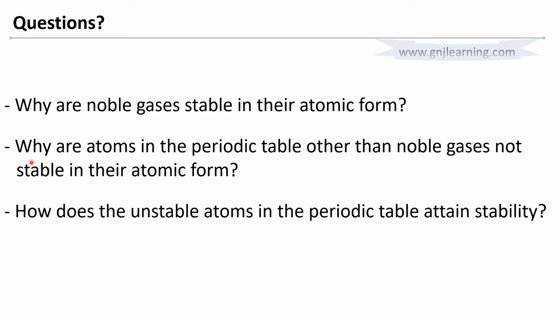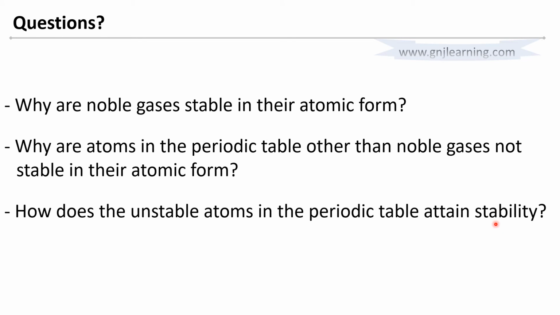The second question is, why are the atoms in the periodic table other than noble gases not stable in their atomic form? So in the periodic table, it is not only noble gases, there are other atoms, isn't it? They are not stable. Why is it so? So this is the second question. And the third question is, if they are not stable, what is the criteria for them to attain this stability?